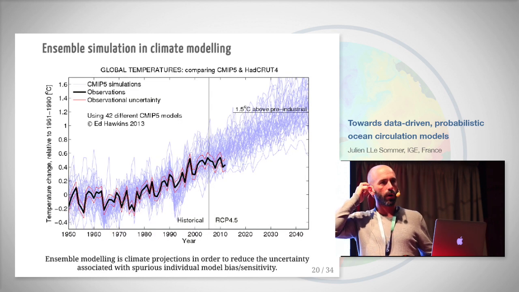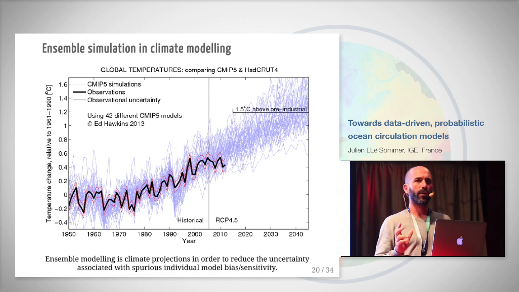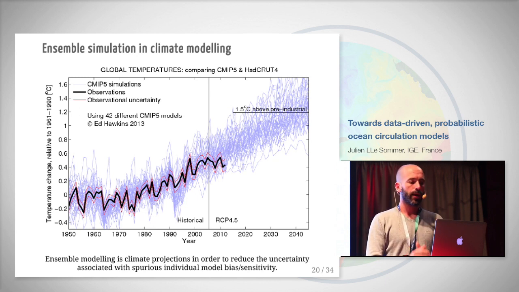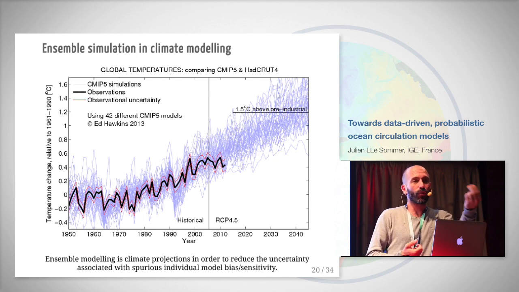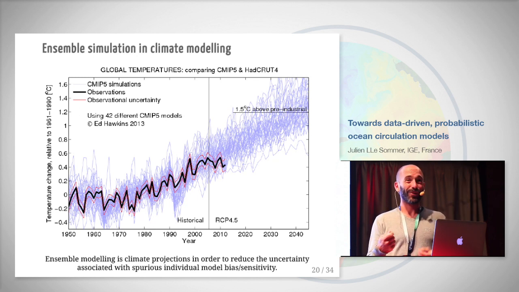There's another situation where ensemble modeling is pretty much accepted. It's when it comes to climate projection. And there, the idea is that by using the whole ensemble of climate models, you could actually reduce the possible uncertainty that is due to one individual model having strong bias or a weird kind of sensitivity. So you're reducing the model uncertainty through ensembles. Okay, so that's something that we always do. Still, we don't do that.